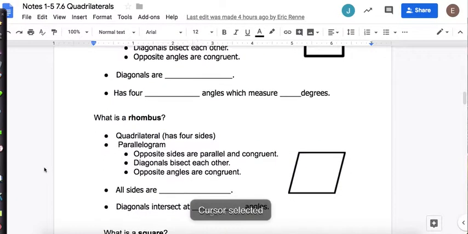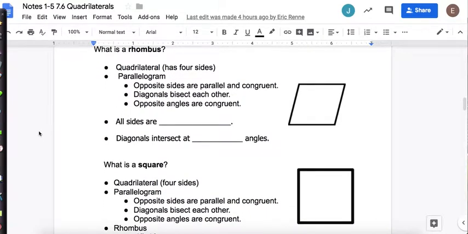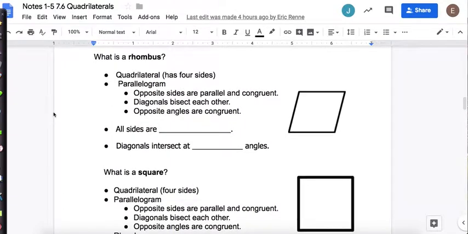So what is a rhombus? A rhombus is a quadrilateral because it has 4 sides. It's also a parallelogram because opposite sides are parallel and congruent. Diagonals bisect each other, and opposite angles are congruent. But here's what's a little bit different. All sides are congruent, meaning they're all equal. So to show that all sides are equal, I'm going to use a single hash or hatch mark.